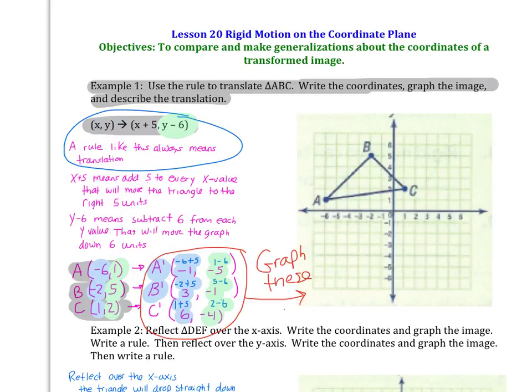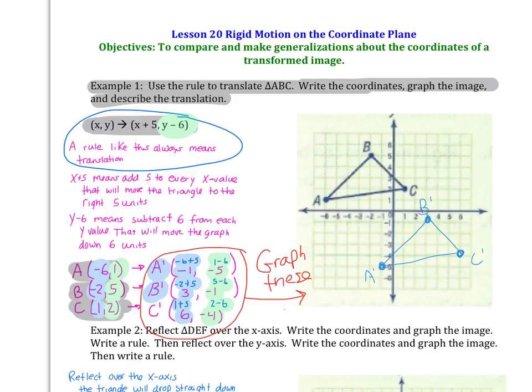I don't have this done on the coordinate plane, so I'm going to do it right now. So A prime is going to be at -1, -5. Okay, that is our new A prime. B prime is going to be at 3, -1. Right here will be B prime, and C prime will be at 6, -4. And then go ahead and connect all the lines, and you have your new image.